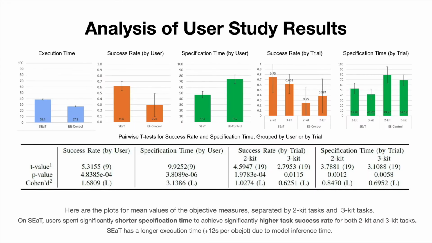Now we show the analysis of user study results. We have 3 objective measurements: success rate, user specification time, and execution time. For execution time, SEAT spent 12 seconds more per object than EE control due to model inference time. For success rate and specification time, we group results by users and by trials respectively. We hypothesize significant differences for both measures, and the results of pairwise t-tests find that SEAT achieves significantly higher success rate with users spending significantly less specification time.